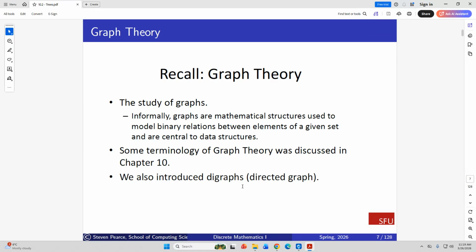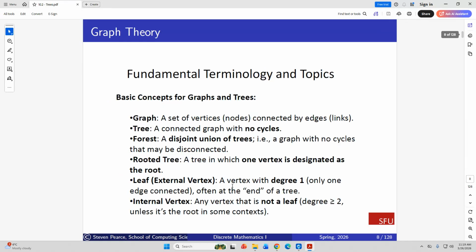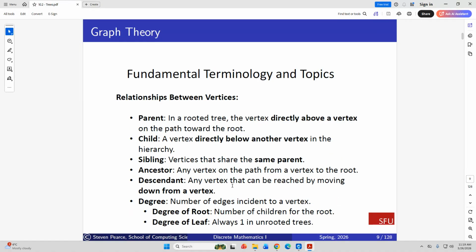We also introduced the idea of digraphs already. So basic concepts, I don't want to go through this again. We talked about this last week, so make sure you understand these definitions. Parent, child, sibling, ancestor, descendant, degree. Okay, I mean, come on.